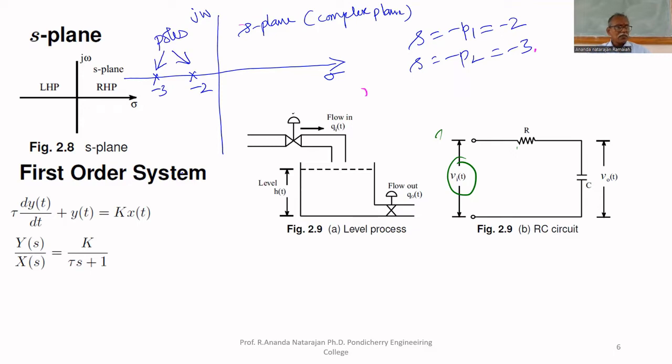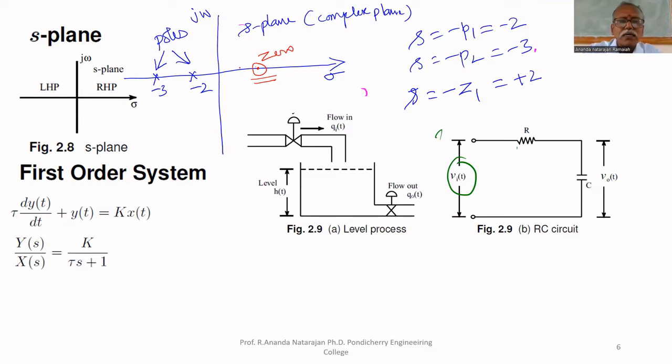Numerator roots are called zeros. S equals minus Z1, say plus 2. Then it will be mentioned here. Zero will be represented by a circle. Poles will be represented by a cross mark or X mark, and zeros will be represented by a circle.